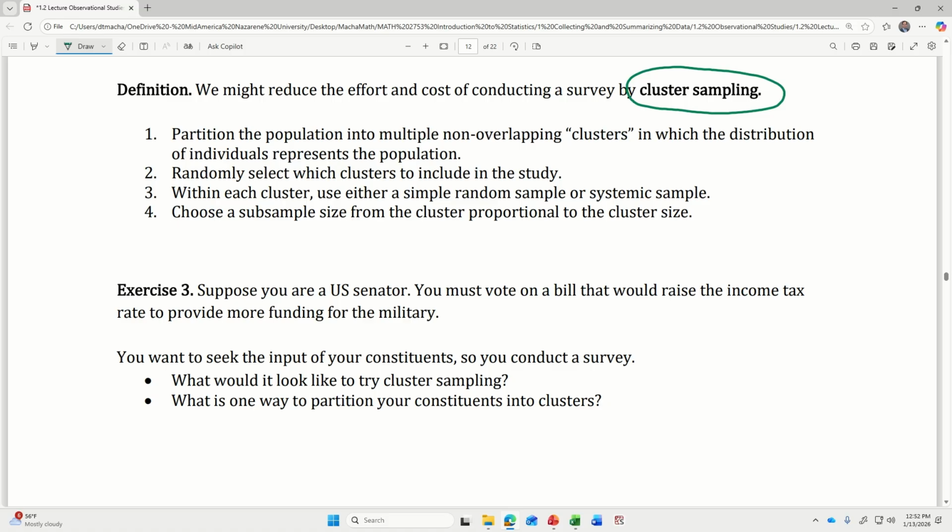Step number 3, within each cluster, we use either a simple random sample or a systematic sample. Step number 4, choose a subsample size from the cluster proportional to the cluster size. So steps number 3 and 4 are the same. But what's different is with a stratified sample, I want to stratify in ways so that each stratum votes together as a group. They have a lot of values in common. But in cluster sampling, I want each cluster to represent the population as a whole. I want to have a wide variety of opinions in each cluster.